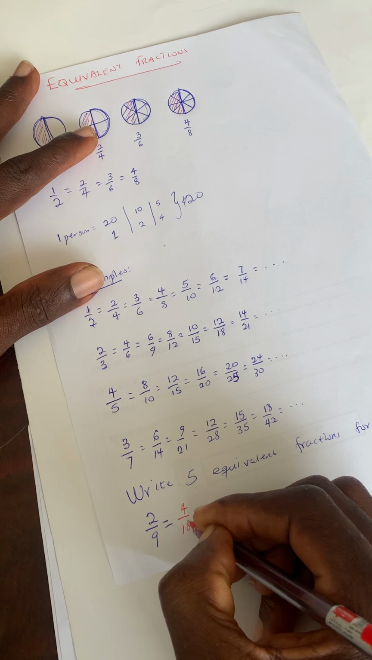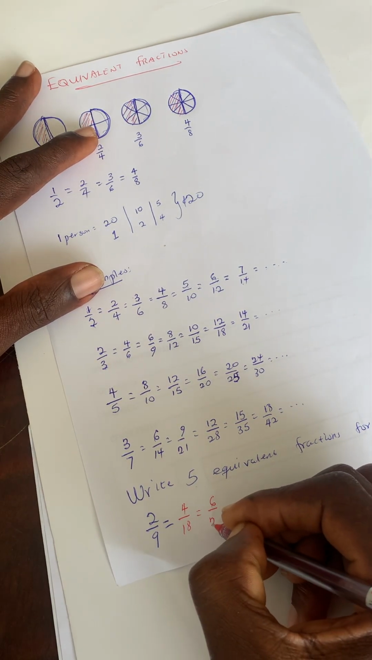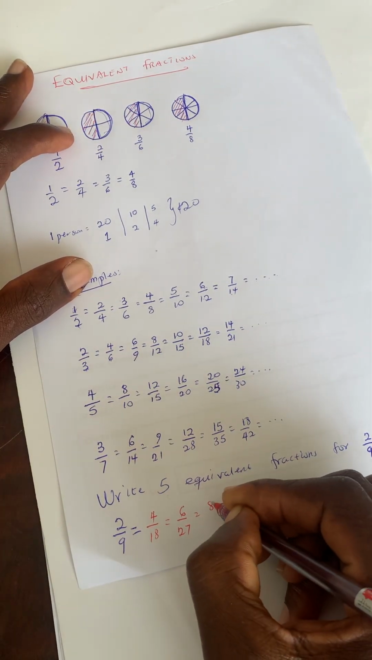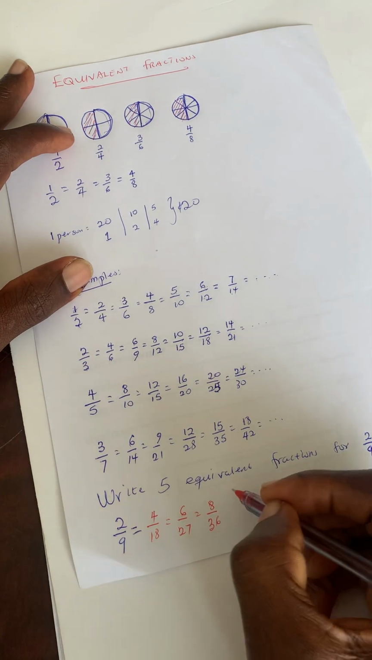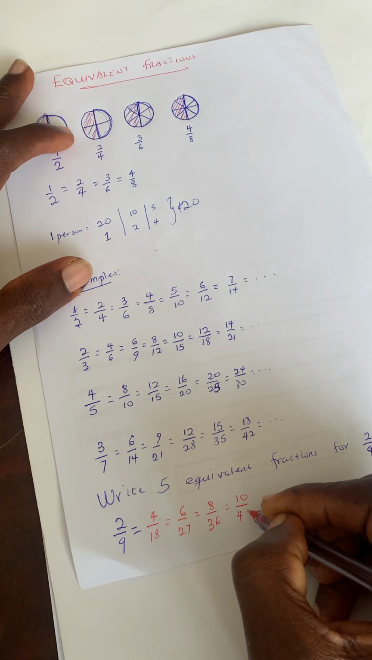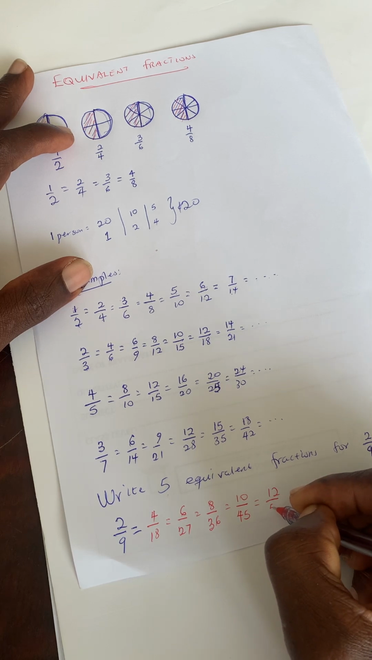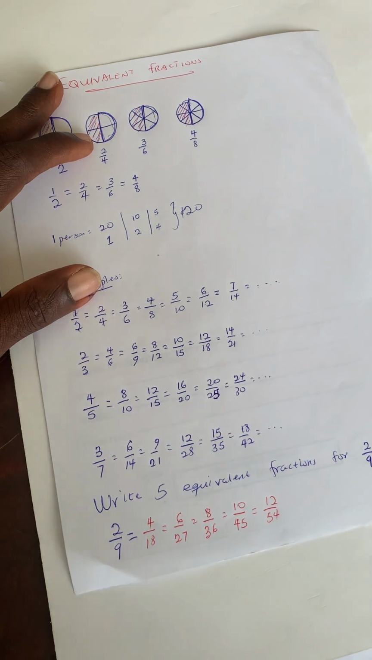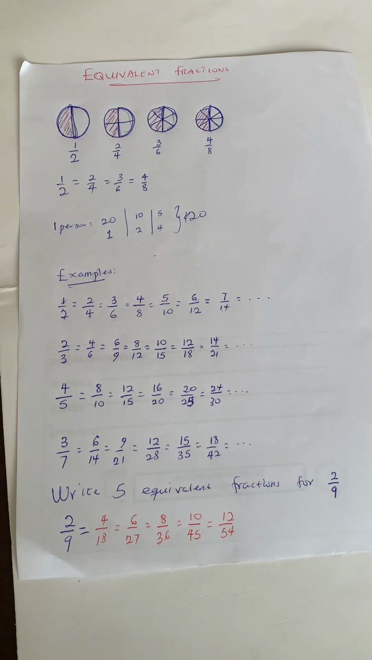4 over 18. Good. The next one, 6 over 27. Good. That's why you're a very good student. The next one, 8 over 36. You've written 3 now. And the next one, 10 over 45. Good. And the last one, 12 over 54. Good. I know you've done it perfectly. That is so correct. So this is the concept of equivalent fractions.